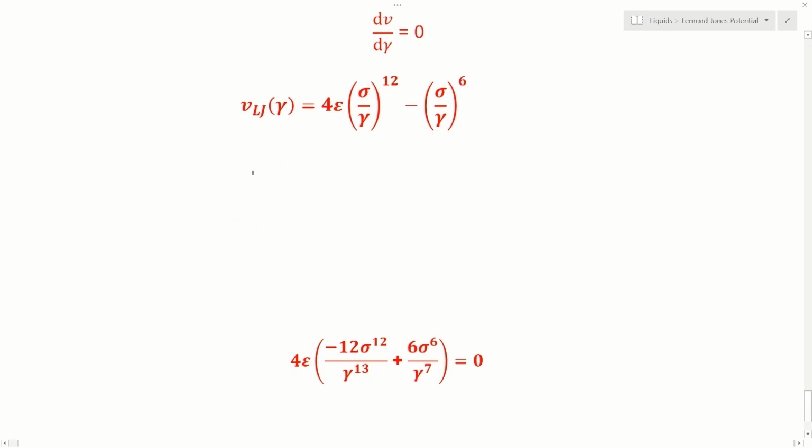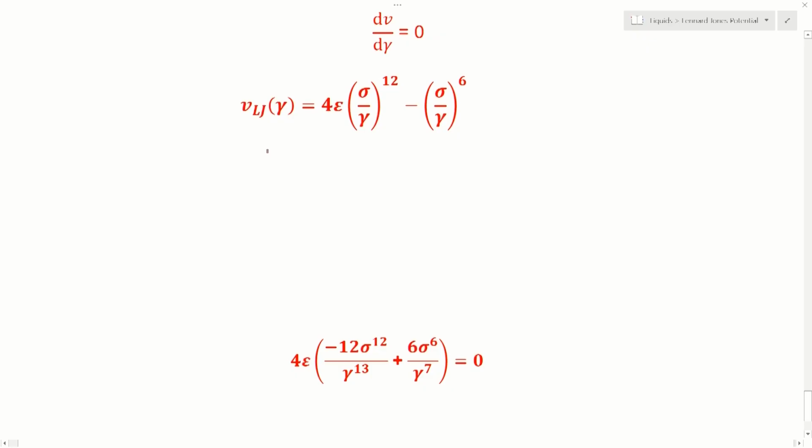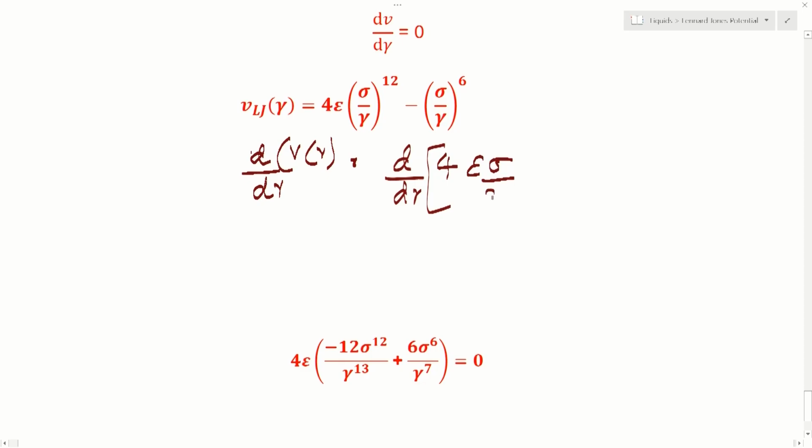Now our job is to find the minimum potential energy of the interacting molecules. The minimum potential energy is found by differentiating this potential energy. That is, V(r) is equal to d by dr of 4 epsilon times sigma by r to the power 12 minus sigma by r to the power 6.